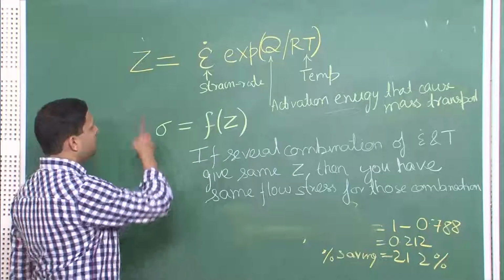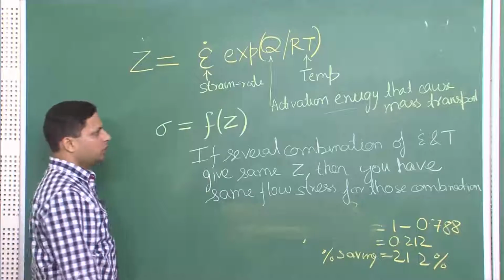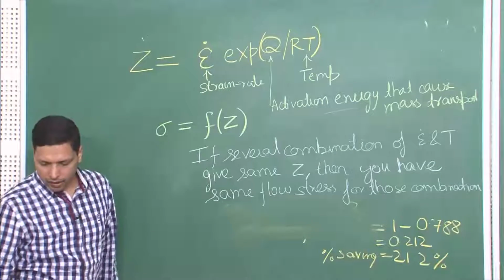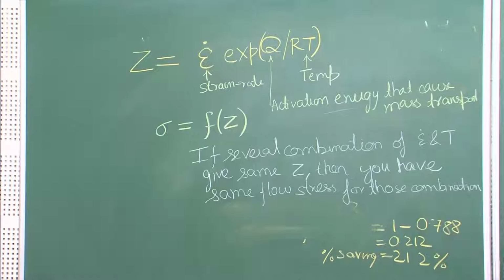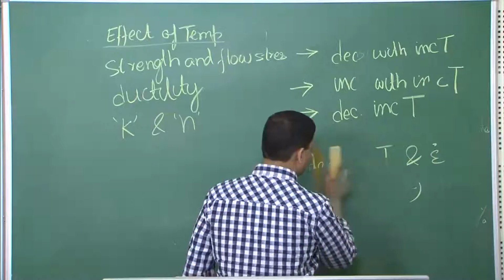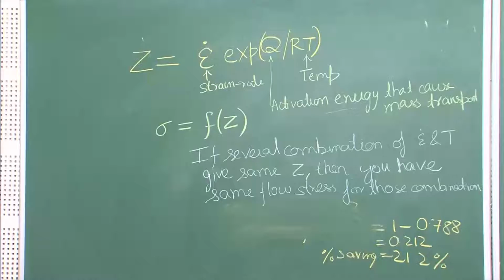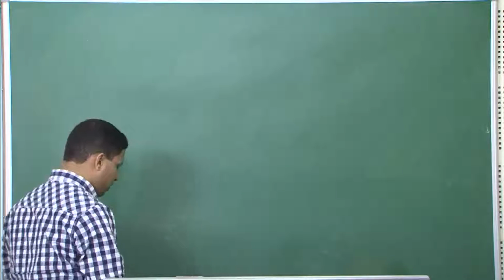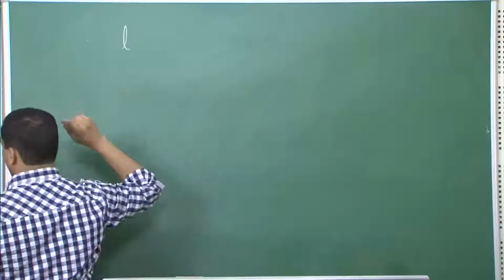Now, based on this, let us say we take a constant Z value. You can also predict that if you plot strain rate versus 1 over T, strain rate in log term, because one of them is in exponential form and the other is out of the exponent. So, before that, let me make it simpler. Since we have written Z equal to strain rate times exponential Q over RT.